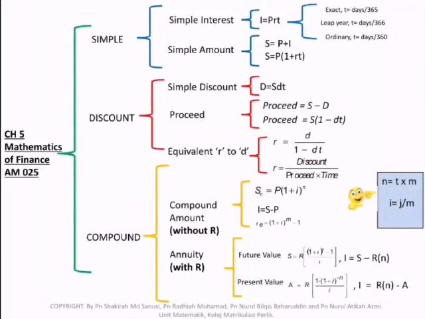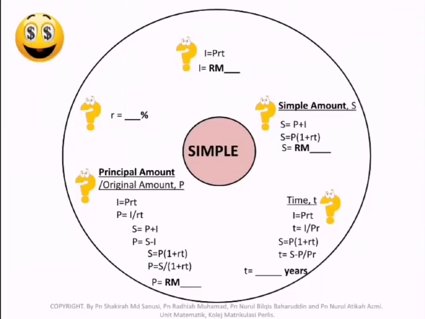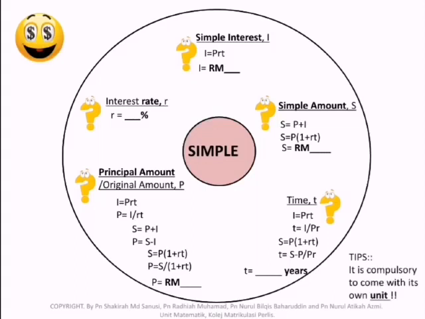Okay guys, so now we are going to learn about subtopic simple. There are few elements that we have in simple. Please remember the notation for each element. For example, there are a lot of students that confuse between simple interest and interest rate. Simple interest is capital I. Interest rate R is in percentage. Remember. Okay, so for all this part, it is compulsory to come with its own unit. So guys, please identify what is capital I, capital S, small t, capital P, and what is small r.